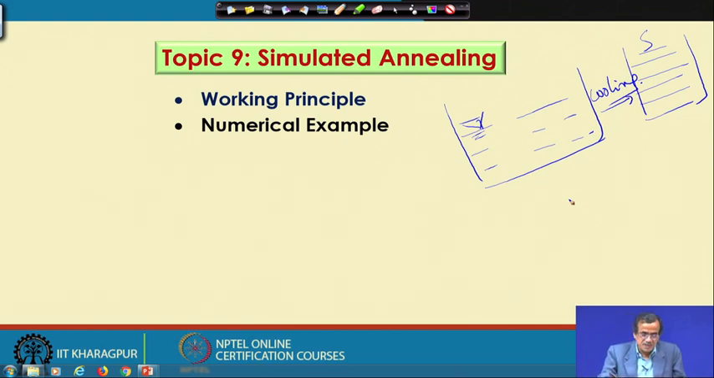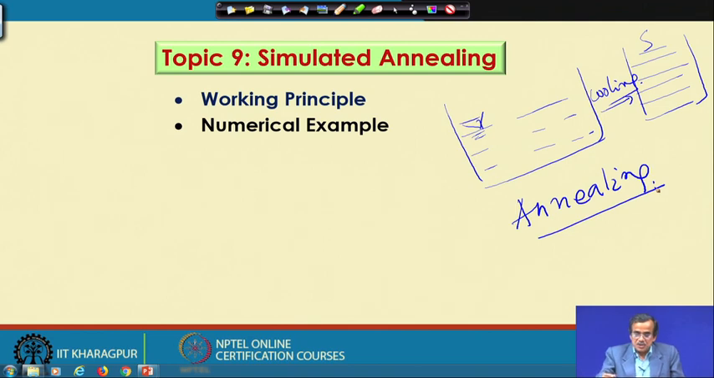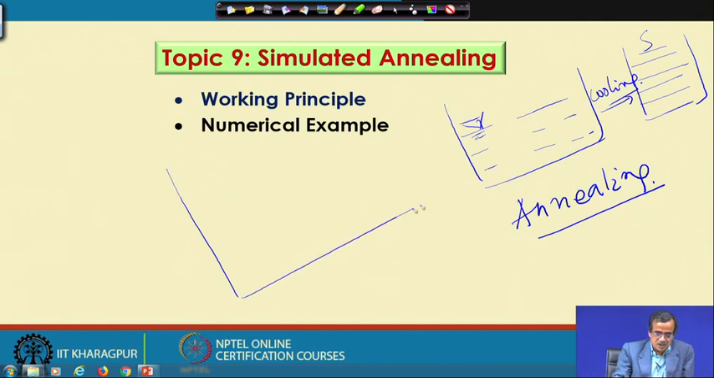Now, the method of slow cooling is nothing but annealing. So, annealing is a process of slow cooling of molten metal. This particular method has been copied in an artificial way in simulated annealing, just to solve the energy minimization problem.